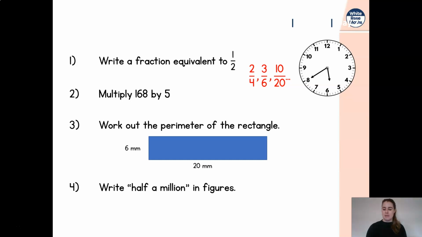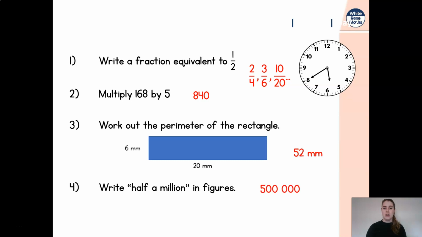Any of those would be equal to it. Multiply 168 by 5. It'll give you 840. Work out the perimeter of the rectangle. We know the perimeter is the distance all the way around the outside of our 2D shape. So if these are both 20 and these are both 6, you've got 40, add 12, and that's going to give you 52 millimeters.